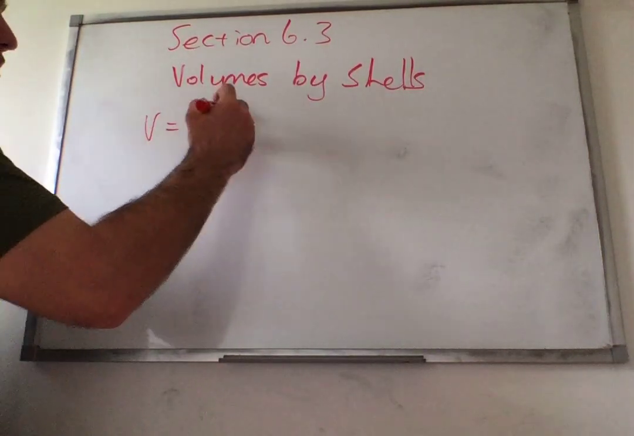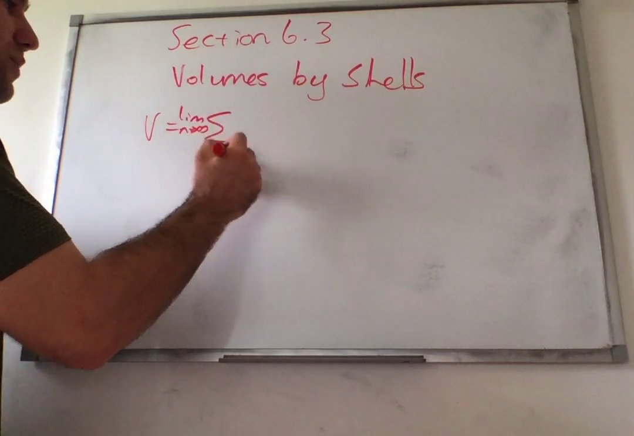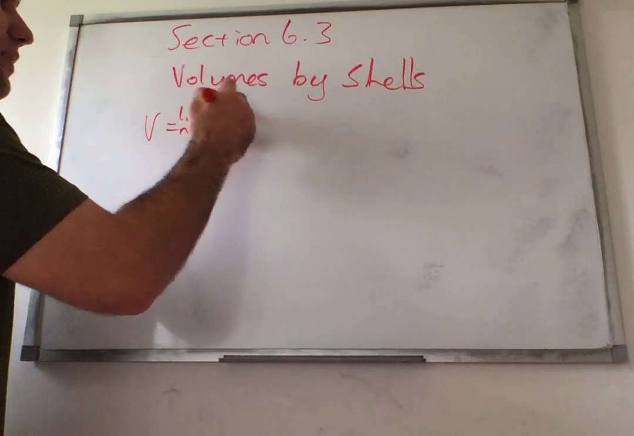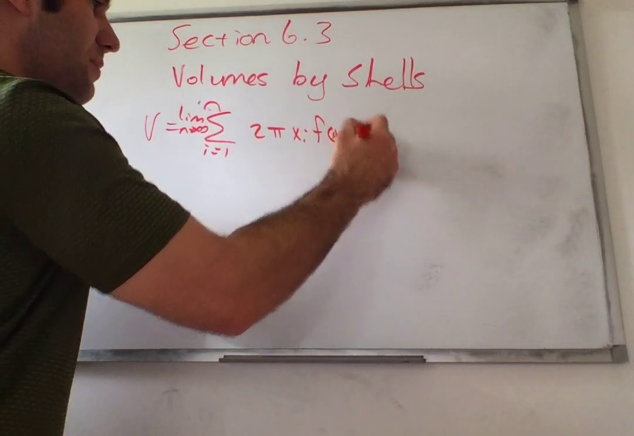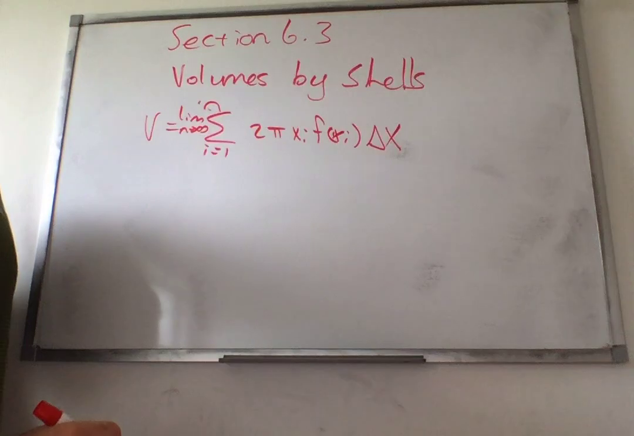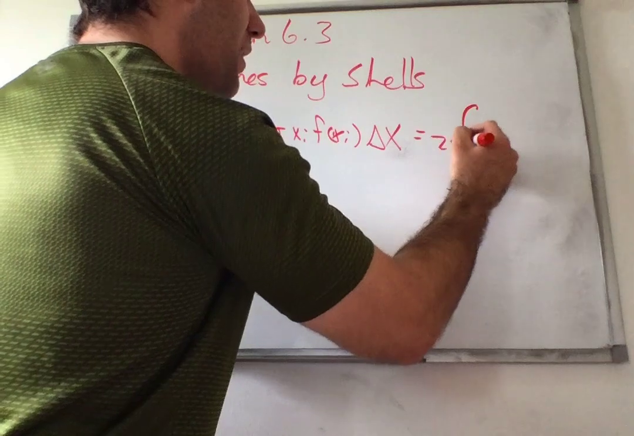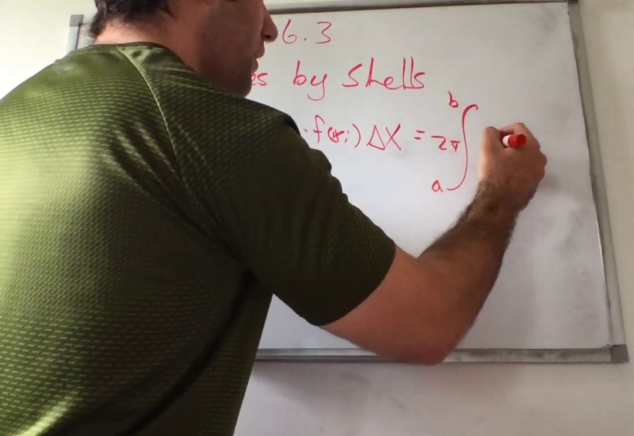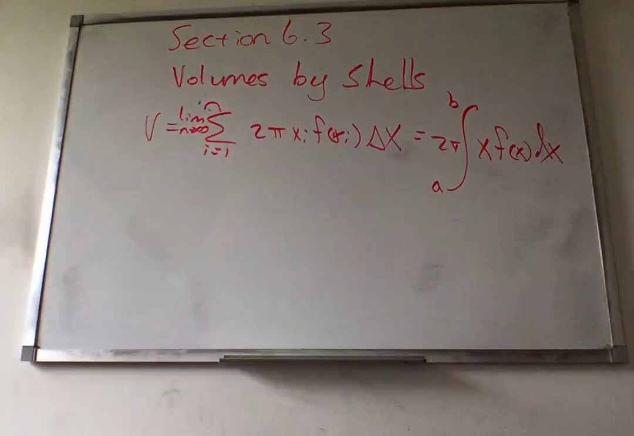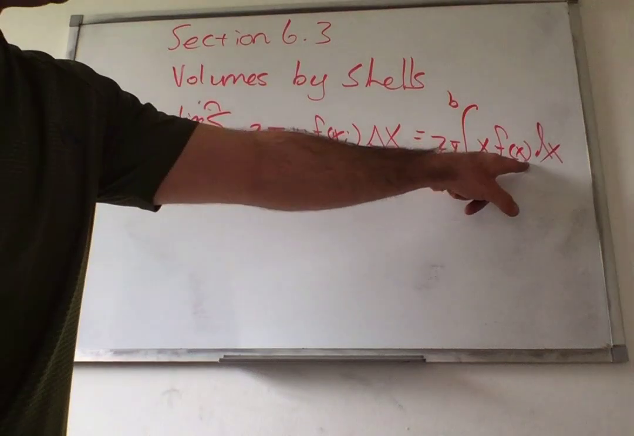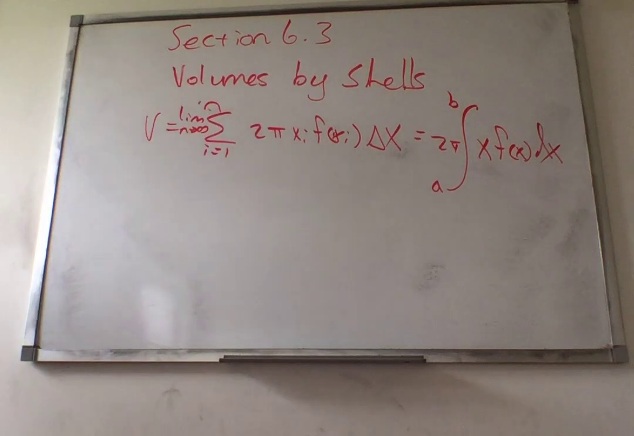The volume is equal to the limit as n goes to infinity of the sum from i equals 1 to n of 2 pi x sub i f of x sub i delta x, which is just the integral, there's a 2 pi out front, from a to b of x times f of x dx. All you're doing here is you take whatever your function is, you multiply by x, then integrate. A little bit easier than squaring things.